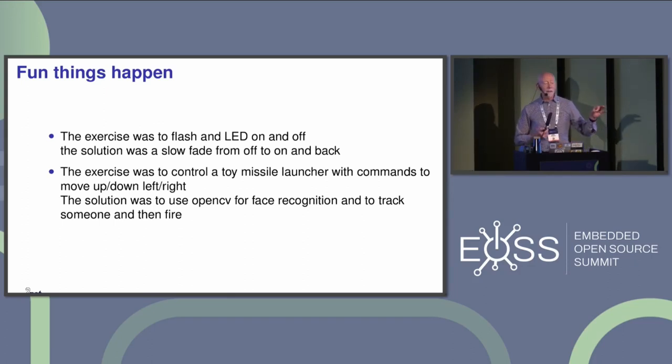So one particular time we did this exercise, and this one group, instead of just turning it on and off, got it to fade. It faded slowly from off to on and back again. I said, how do you do that? Oh, we just pulse width modulated it in software using this little loop here and that loop there. I thought, wow, that's pretty impressive. I'd never seen anybody else do that.